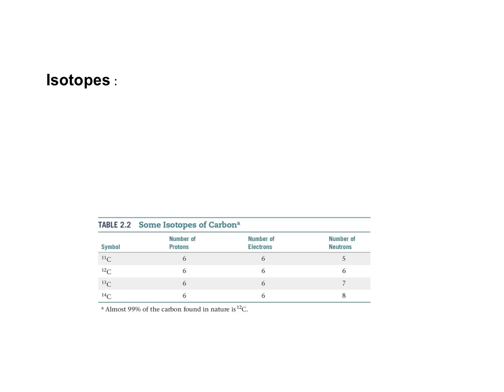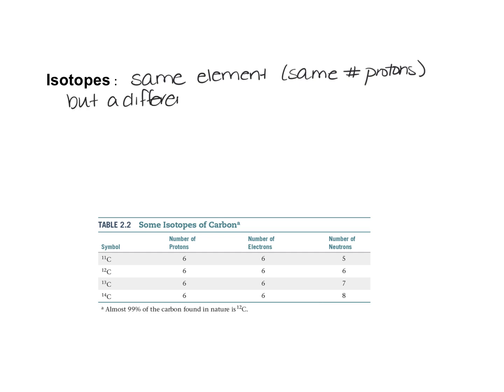I also want to define isotopes. Isotopes are the same element, which means they have the same number of protons, but a different number of neutrons. So, for example, we can see this with carbon. Carbon has all 6 protons, and it's got all 6 electrons, but it has a different number of neutrons here. And you can see the symbol here.